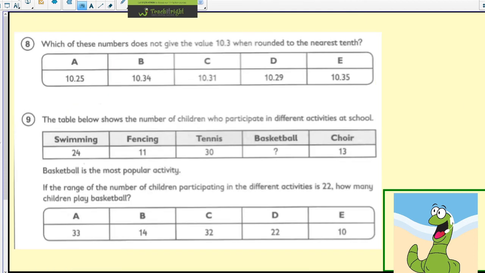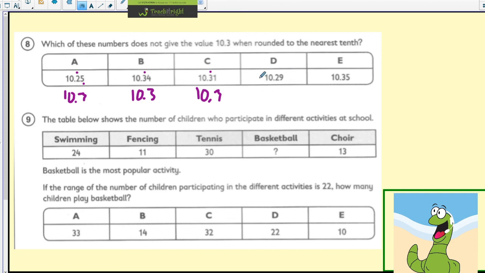Number 8. Which of these numbers does not give a value of 10.3 when rounded to the nearest tenth? So again, I'm going to work out. This is my tenth. The 5 would round it up, 10.3. This is my number. The 4 would round it down, keeping it as 10.3. This is the number I'm rounding down. And yes, I am, because it's a 1, so 10.3.